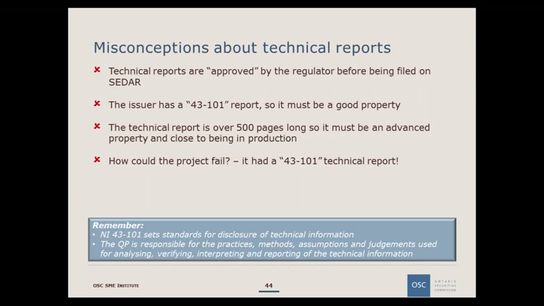So it sets standards for disclosure of technical information, but it's the QP that's responsible for the practices, methods, assumptions, and judgments used to interpret that technical information. And it is also the responsibility of the company and its management to move its projects forward in a way that limits risk to the investor. If they're not doing that, then that's not the fault of the regulations. That's simply bad management of the company.